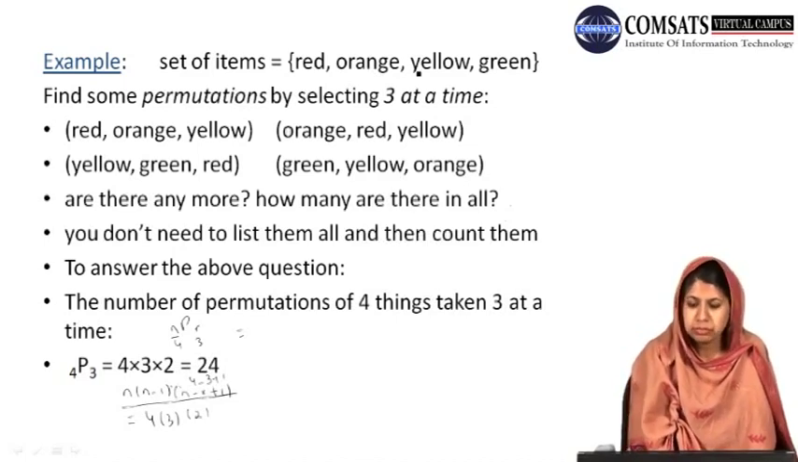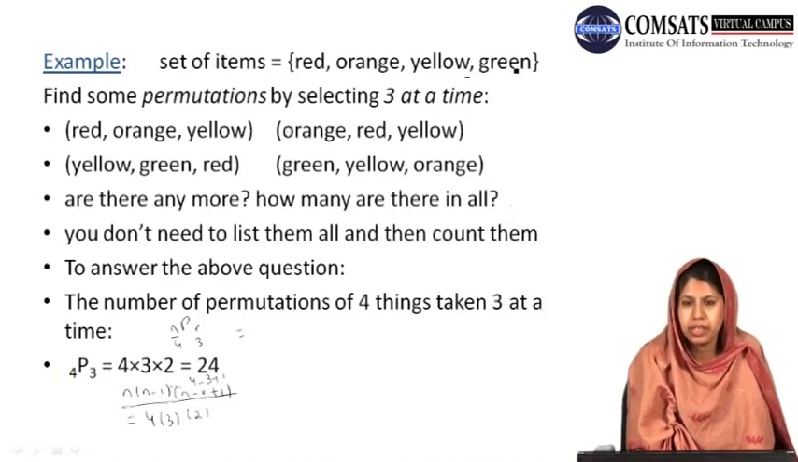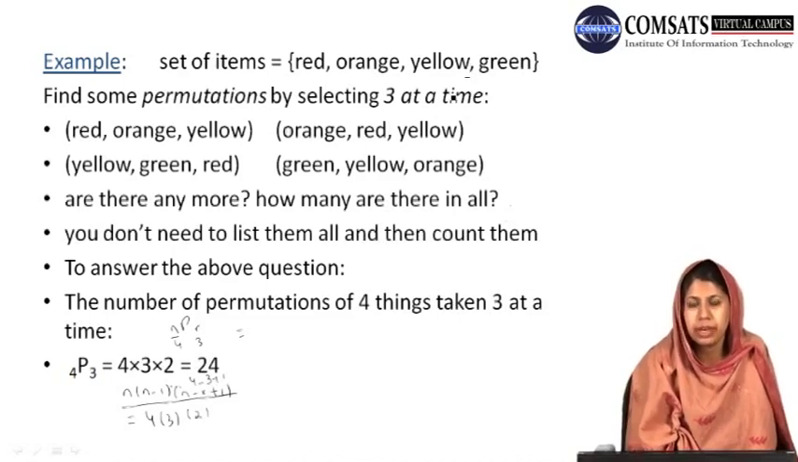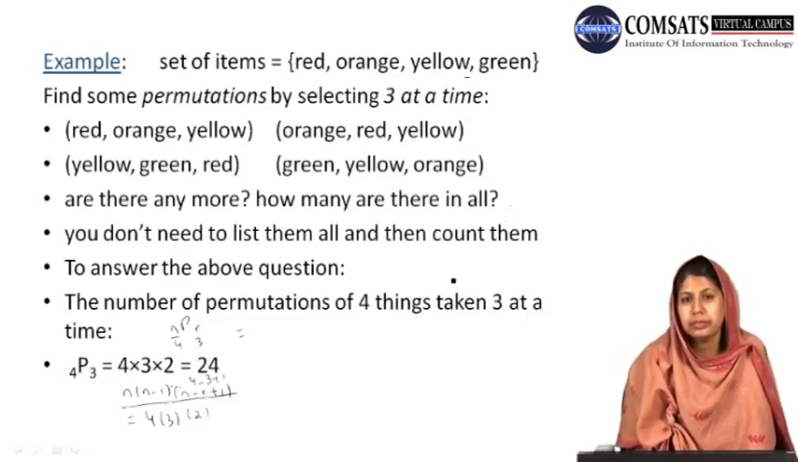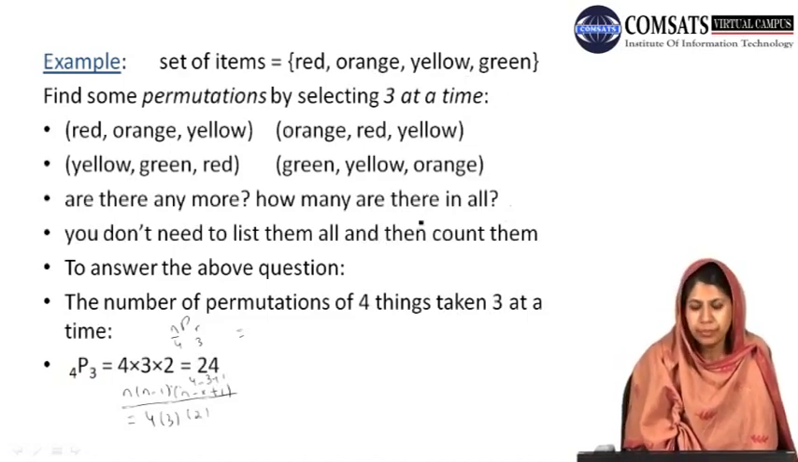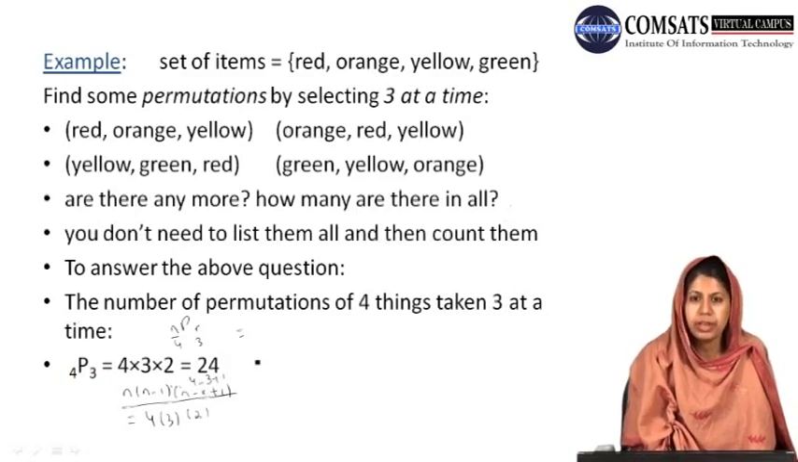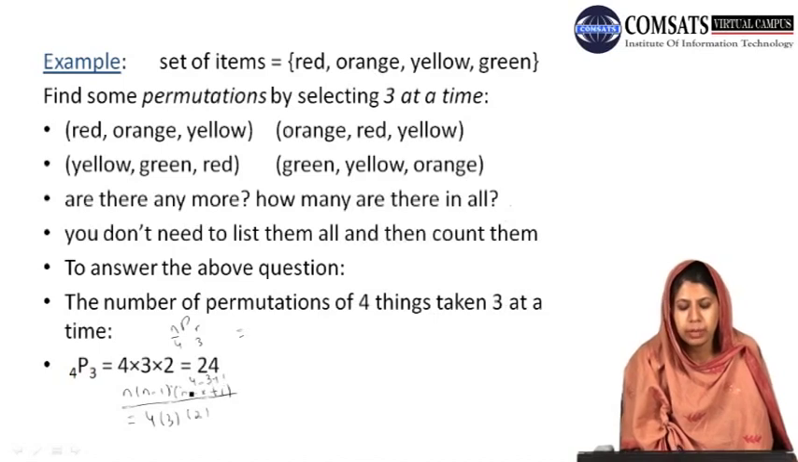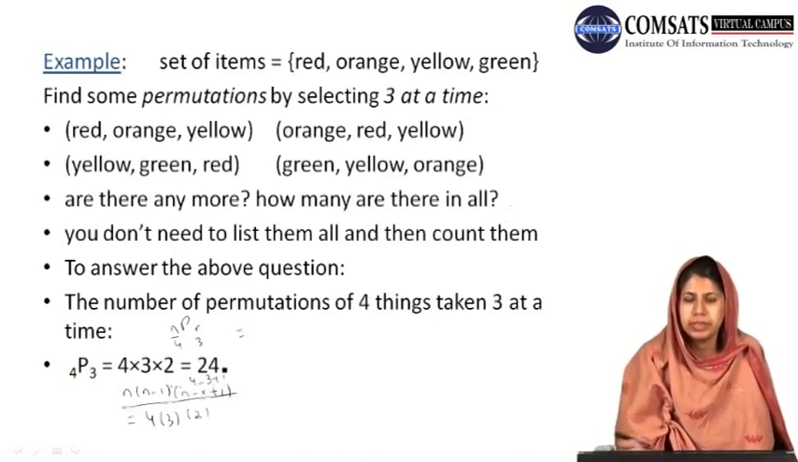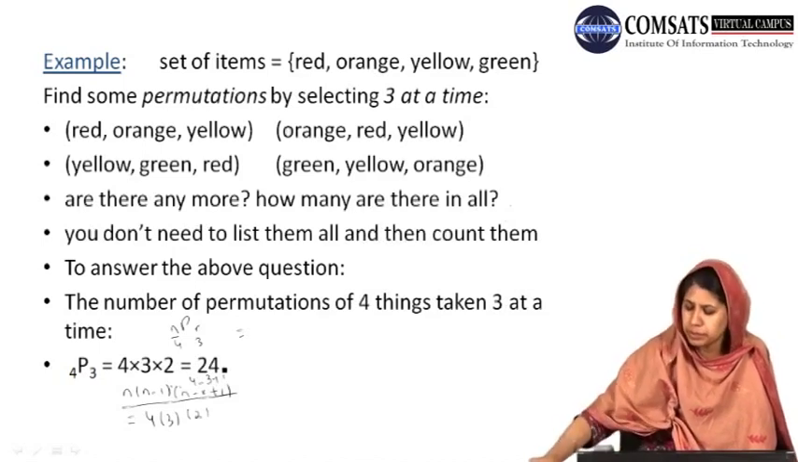So if we are given a larger number of items, let's say n items where n is 100, and we are asked to select 2 items from 100, then we don't have to list all the items and then count them. But we can use this formula to find the number of permutations, which is nothing but the product of the total items n into n minus 1 and going up to n minus r plus 1, where r is the number of items taken from the total items.